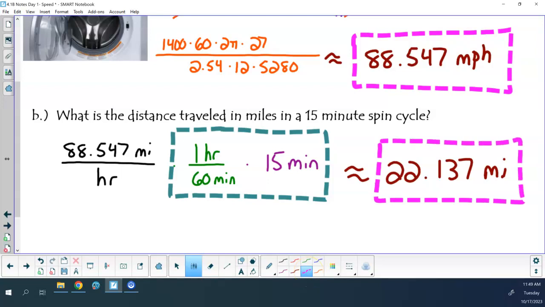Now, if you were a little off with that last one, it's probably because you used your rounded 88.547 instead of using the exact one on your calculator. Okay?